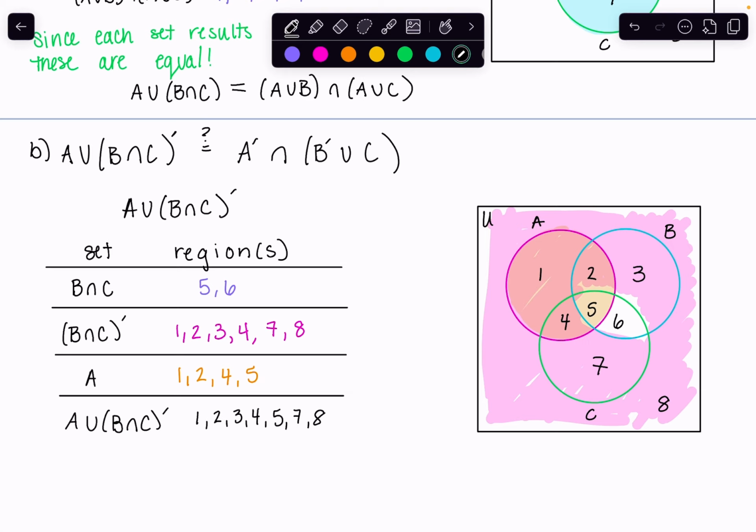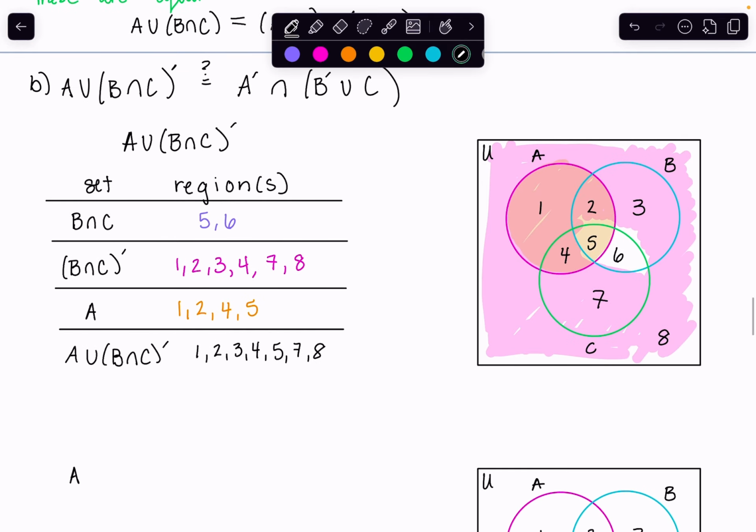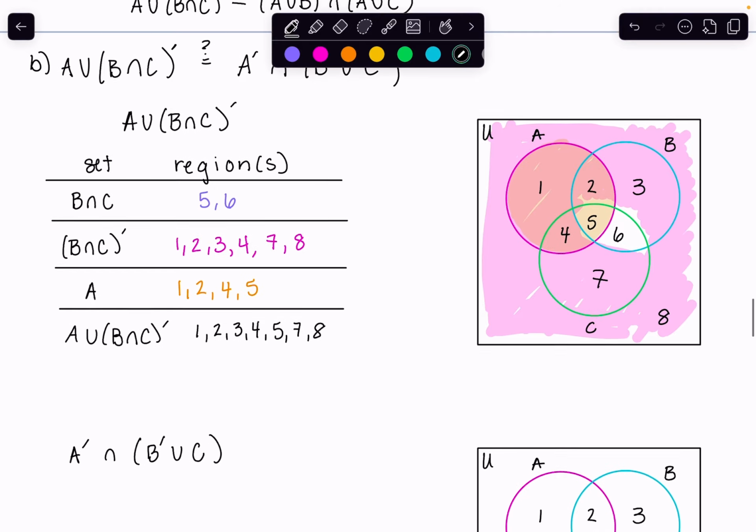Okay. Now I'm going to do exactly the same thing with this set. So I need to figure out what is A complement intersect B complement union C. Okay.